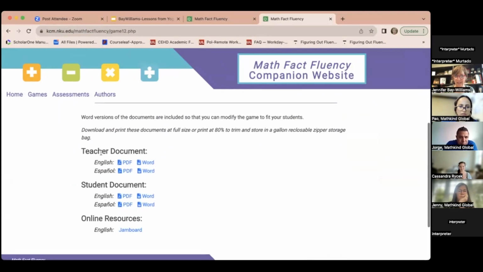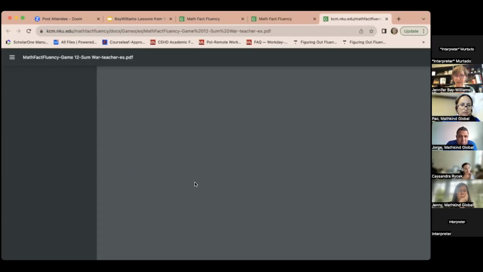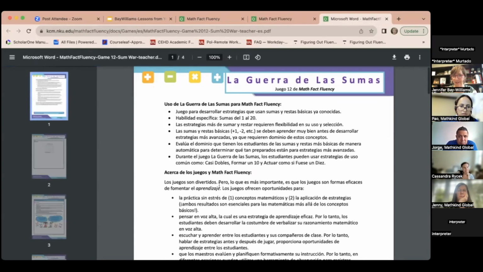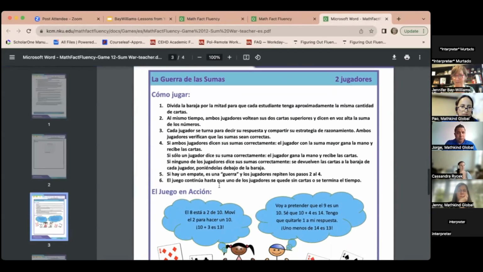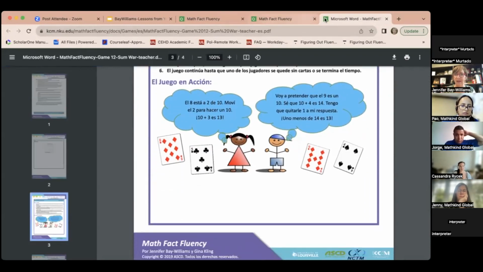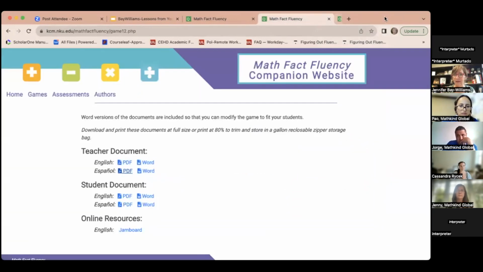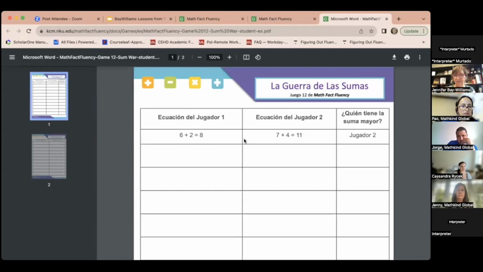And here is the teacher documents in Spanish. So it explains the importance of the game. And here's the instructions for the game. And then they have created student pages for them to record their thinking so that you have a record of all the problems that they encountered as they're playing.